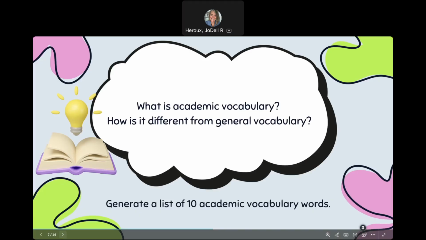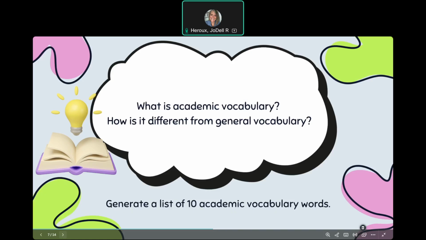And once you've done that, what I'd really like you to do is, on that same piece of notepad, paper, journal, whatever you're using, generate a list of 10 academic vocabulary words. And so if we think about academic vocabulary, let's start with general vocabulary.